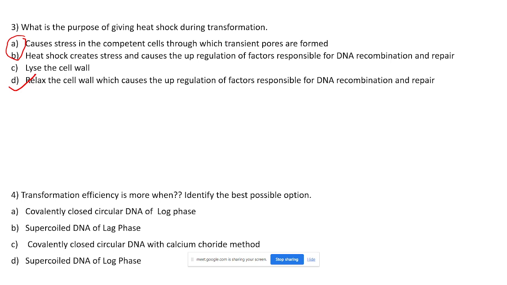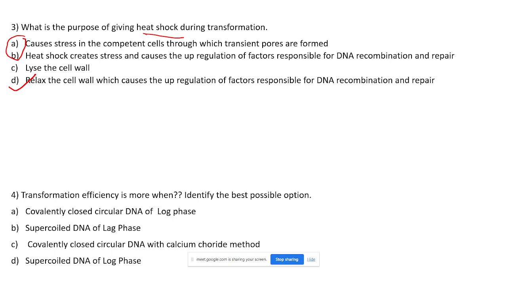So transient pore formation is not happening, but the important thing which you need to remember during heat shock treatment is that it causes the swelling of the cell wall. So basically, it relaxes the cell wall, and the factors which are responsible for the DNA recombination and repair are upregulated. So the correct answer for the third question is option number D. And if you have any confusion, you can go back to the first lecture. There you will find it also.